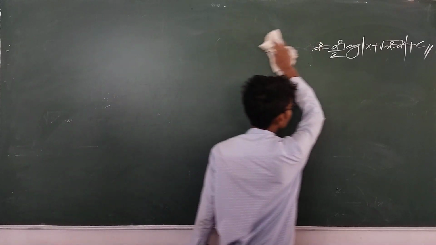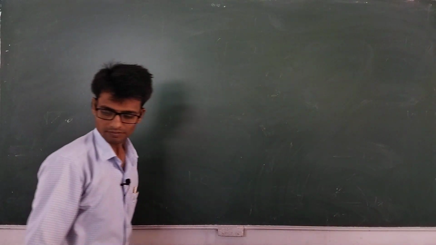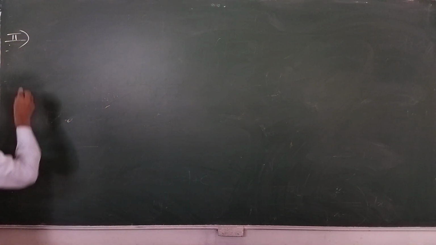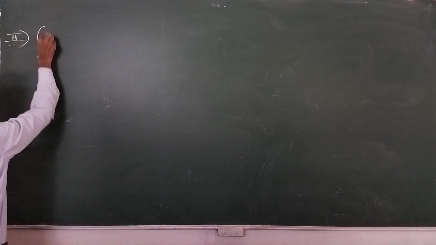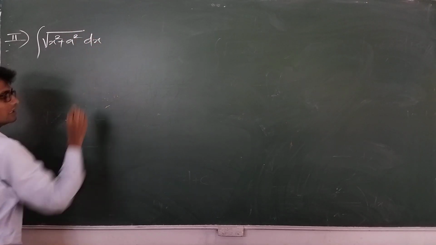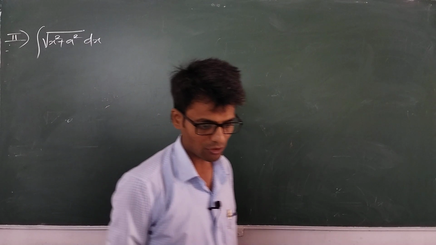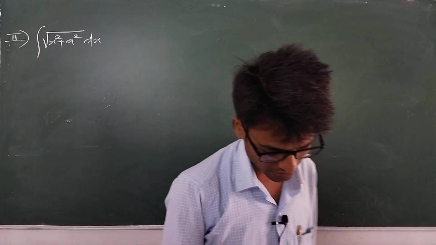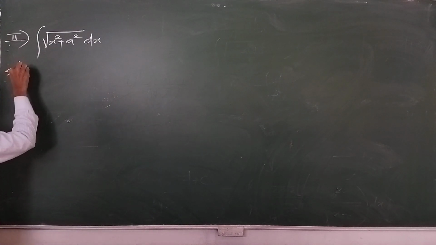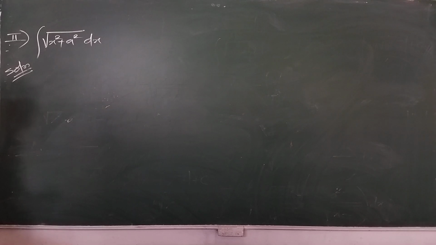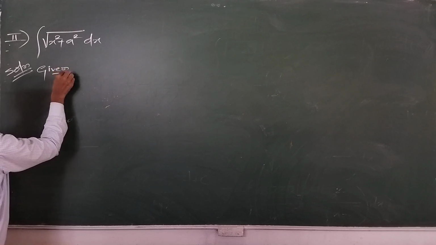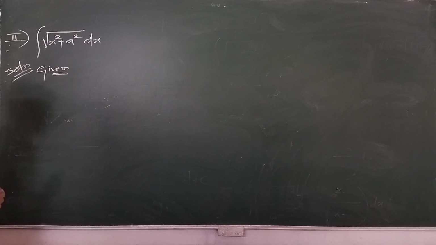See, the second type, type number 2, is integration of square root of x square plus a square into dx. So type number 2 we are having is integration of square root of x square plus a square into dx. So I go for the solution of this. Once again we follow the same method, and I call this I. This is the given indefinite integral.